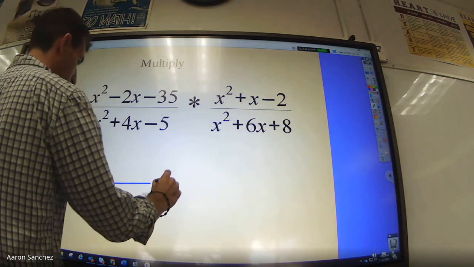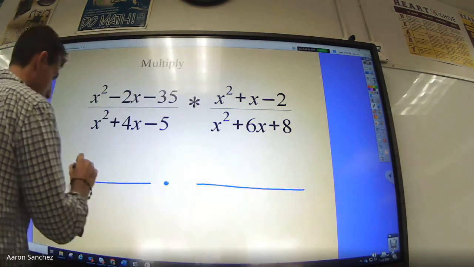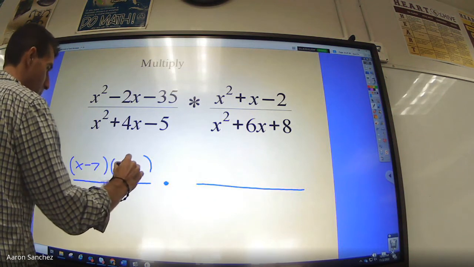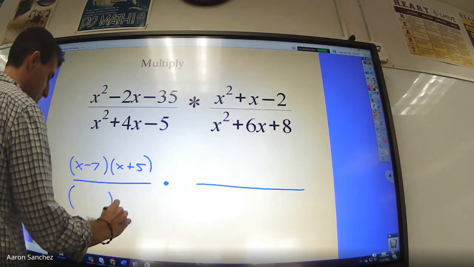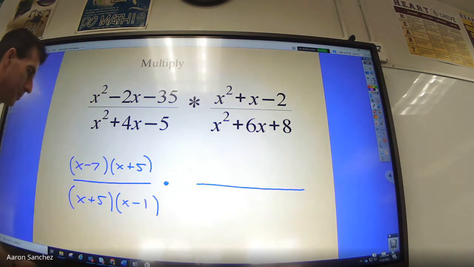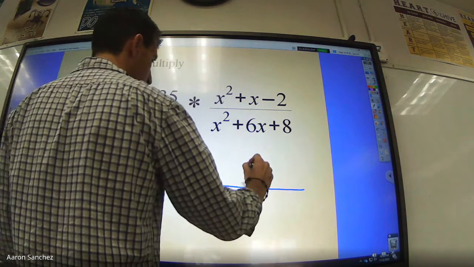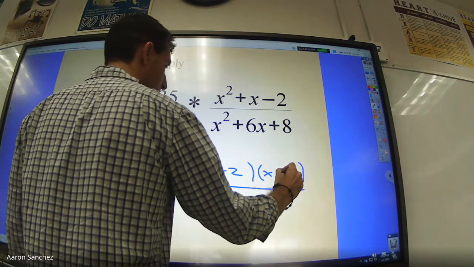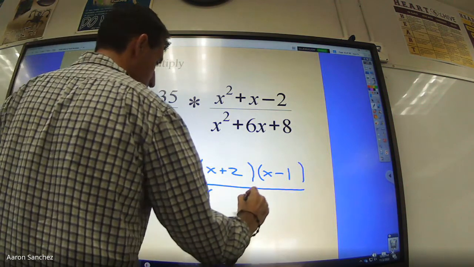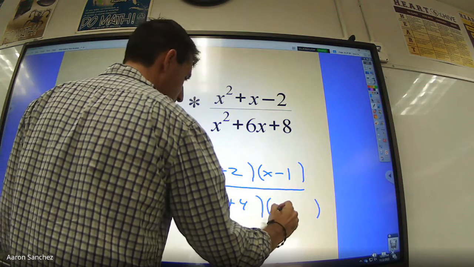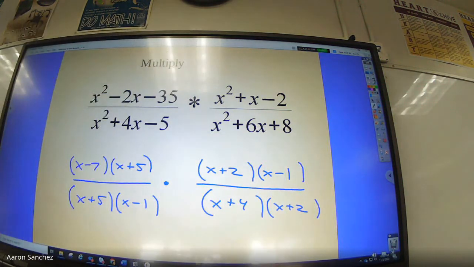Here we go. You guys know how to factor, so I don't need to show you how to factor. I'm just going to factor it out in my head. This is x minus 7, x plus 5. This is x plus 5, x minus 1. This is x plus 2, x minus 1. This is x plus 4, x plus 2. Once you get that, you just cancel.